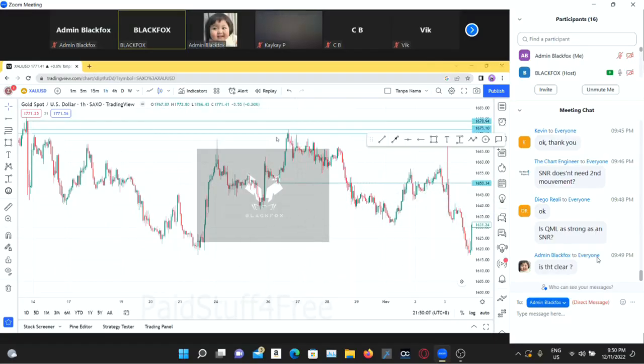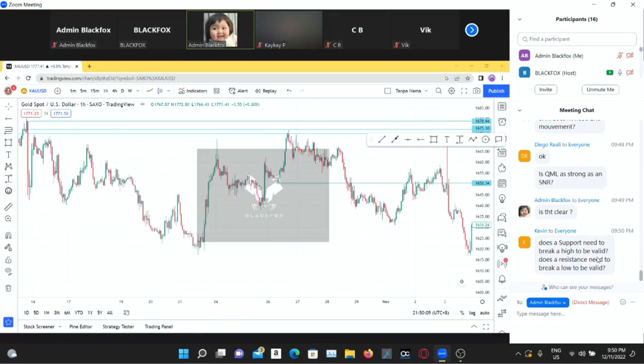Pas dulu lah, nanti kita bincang di grup tu. Be valid. Those resistance need to break a low. Those support need to break a high to be valid. Those resistance need to break a low to be valid.